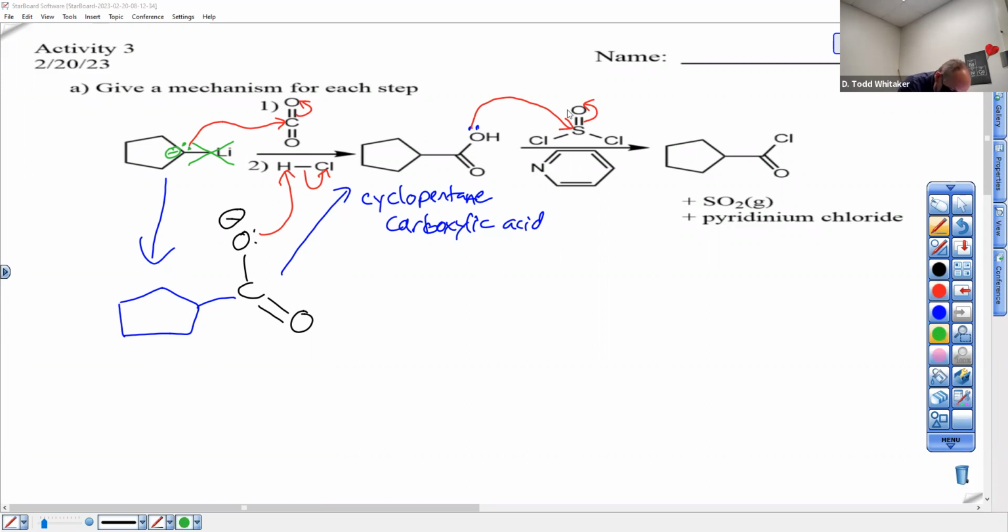O- is going to come back and kick off one of the Cls. You can combine those 2 steps. You can do that because that lone pair in green can come back and make a pi again and kick off Cl. I want to make sure you know you're remaking your pi bond there.